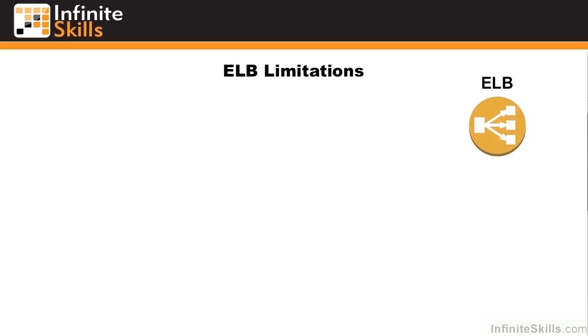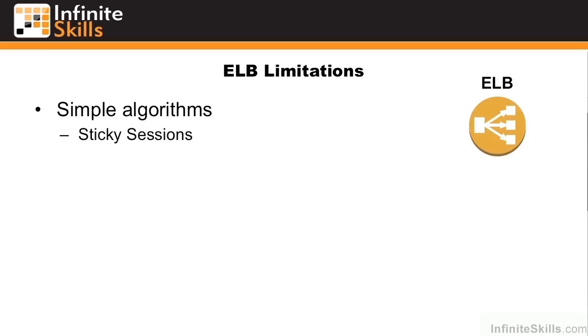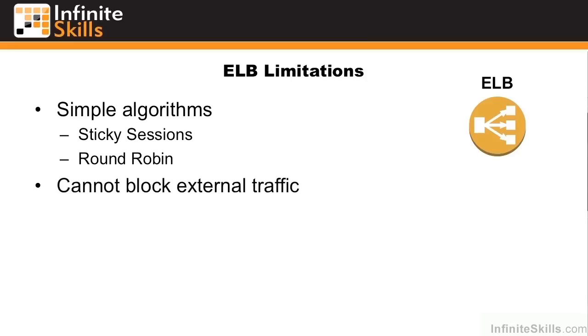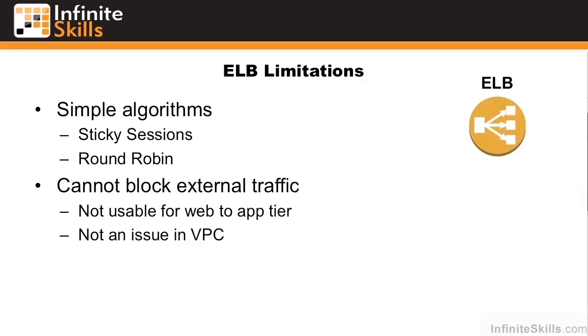The ELB does come with some pretty strict limitations. It has very simple algorithms. You can either choose from sticky sessions, where users talk to only a single EC2 instance, or you can do round robin among the instances, which is preferred. You want to try to avoid state or sticky sessions in your architectures. It also cannot block external traffic, which makes it a poor choice for balancing in the web to app tier. This wouldn't be an issue in your VPC because your VPC can be locked down to only specific traffic.